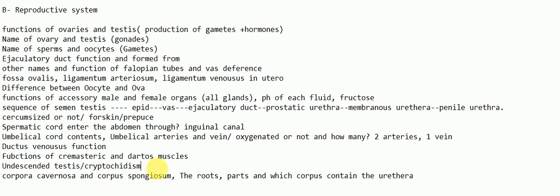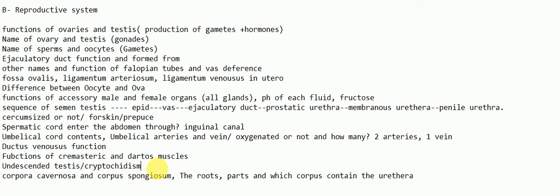The testes are actually formed in the abdominal pelvic cavity near the kidney, and then they descend down until at the end they settle down within the scrotum. So it's not formed in the scrotum; it's formed up near the kidney, and then it descends. If something happens and it does not descend, it will stay near the kidney or somewhere in the route between the original position and the final destination, which is the scrotum. If it doesn't go all the way down, it's called undescended testis.